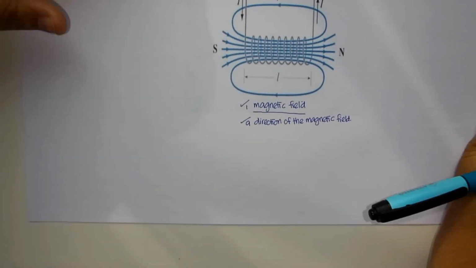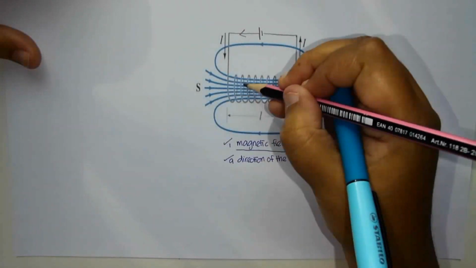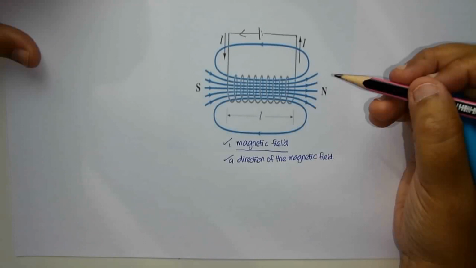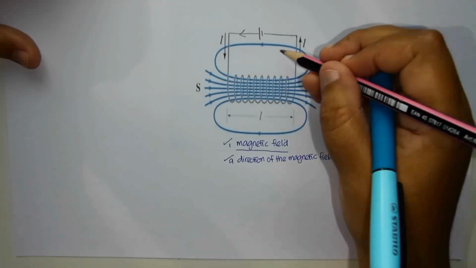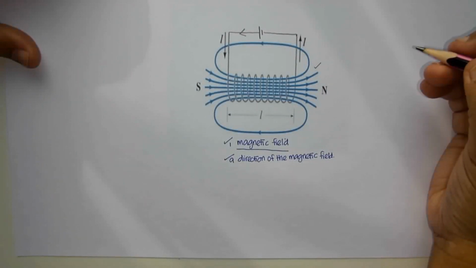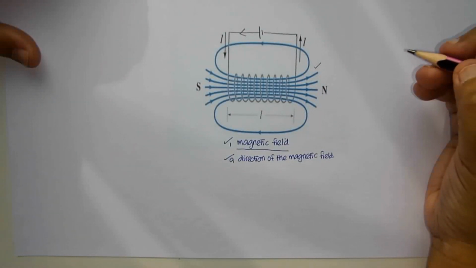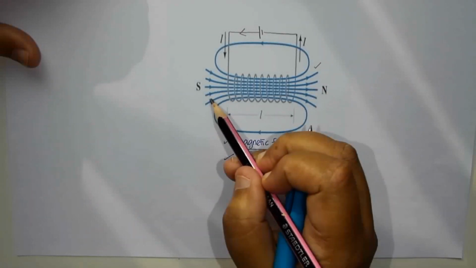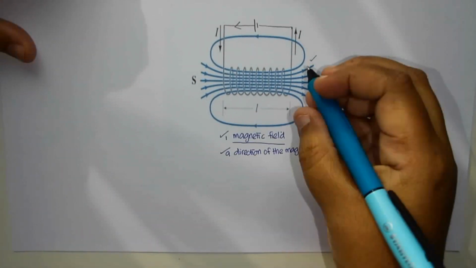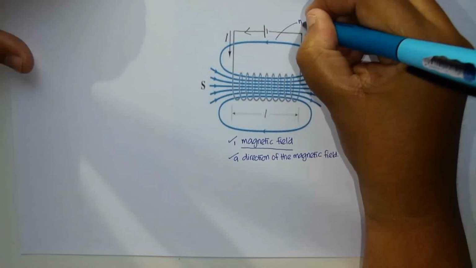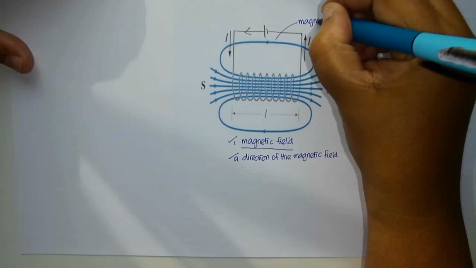We know whenever there is a current flow, there's a magnetic field around the conductor. Now when we draw the pattern of the magnetic field, this will be the pattern. The magnetic field lines never cross each other. These blue lines are called magnetic field lines.